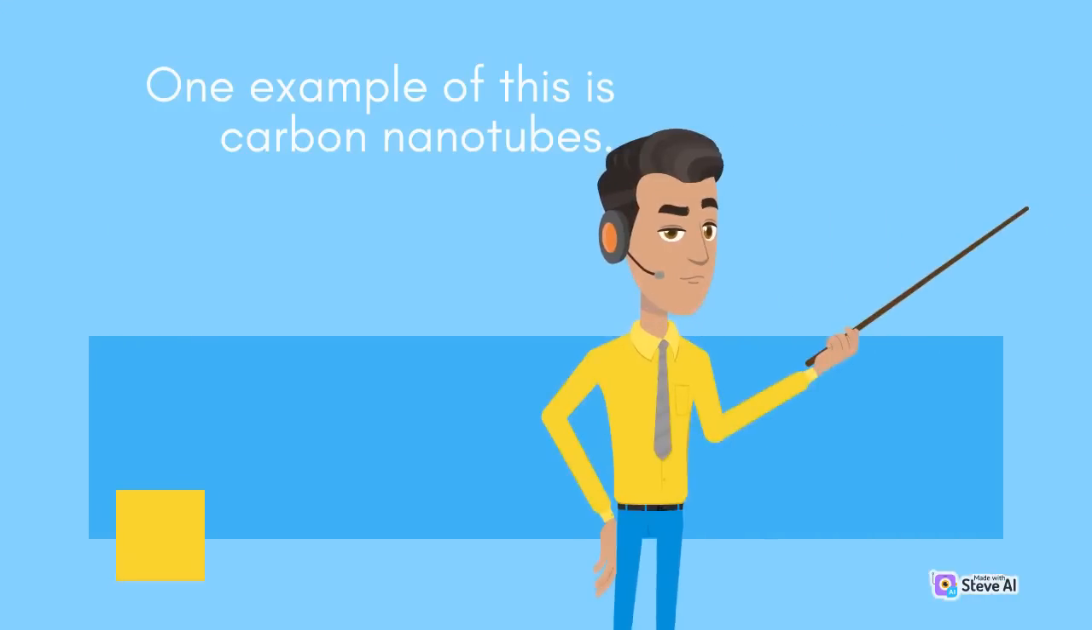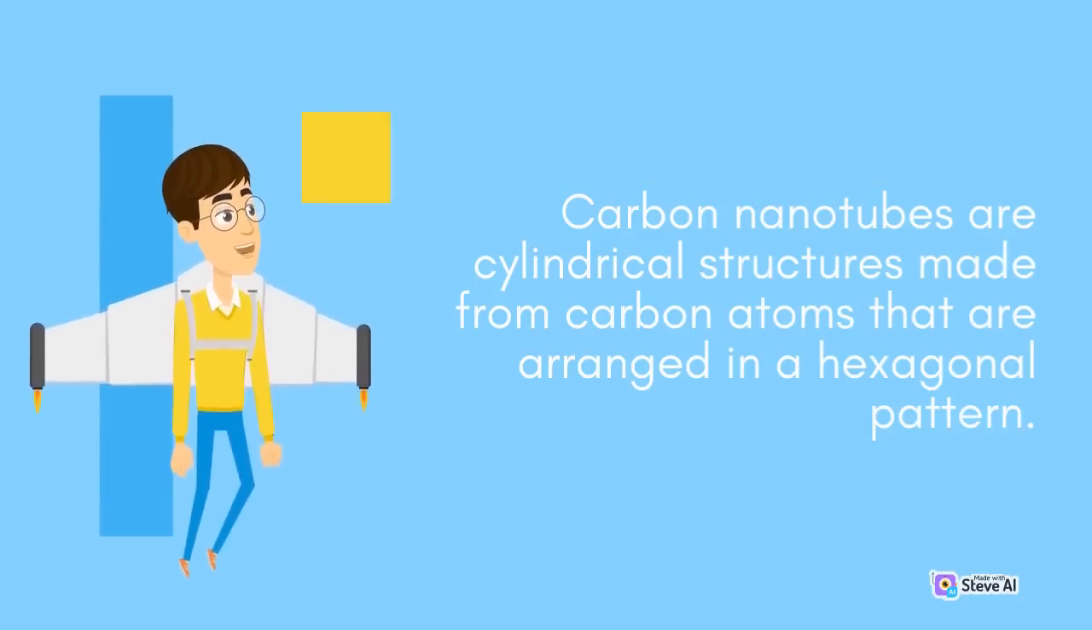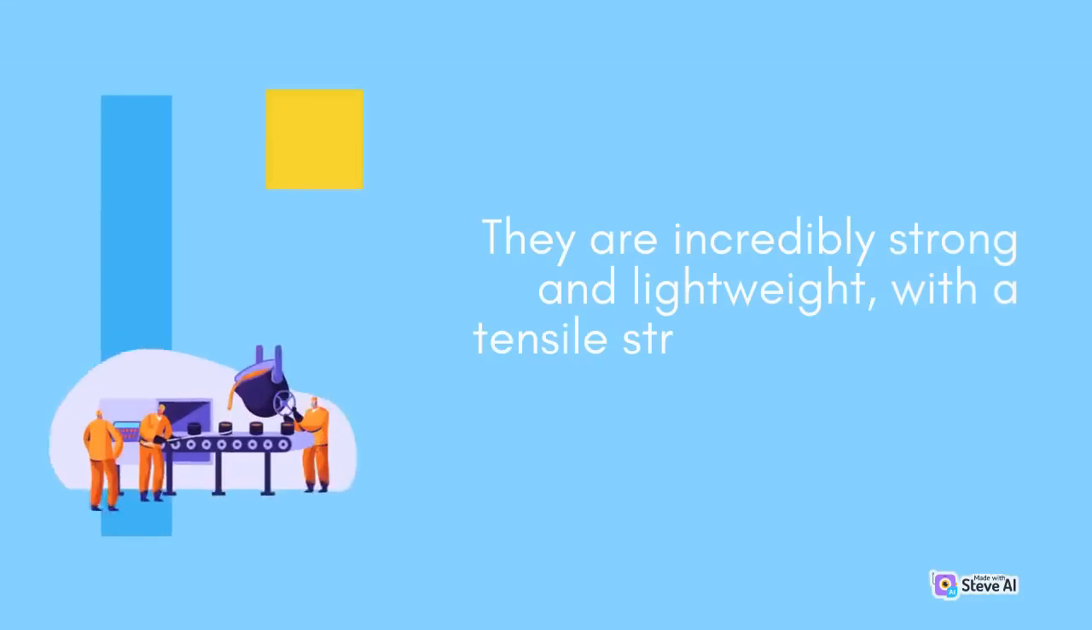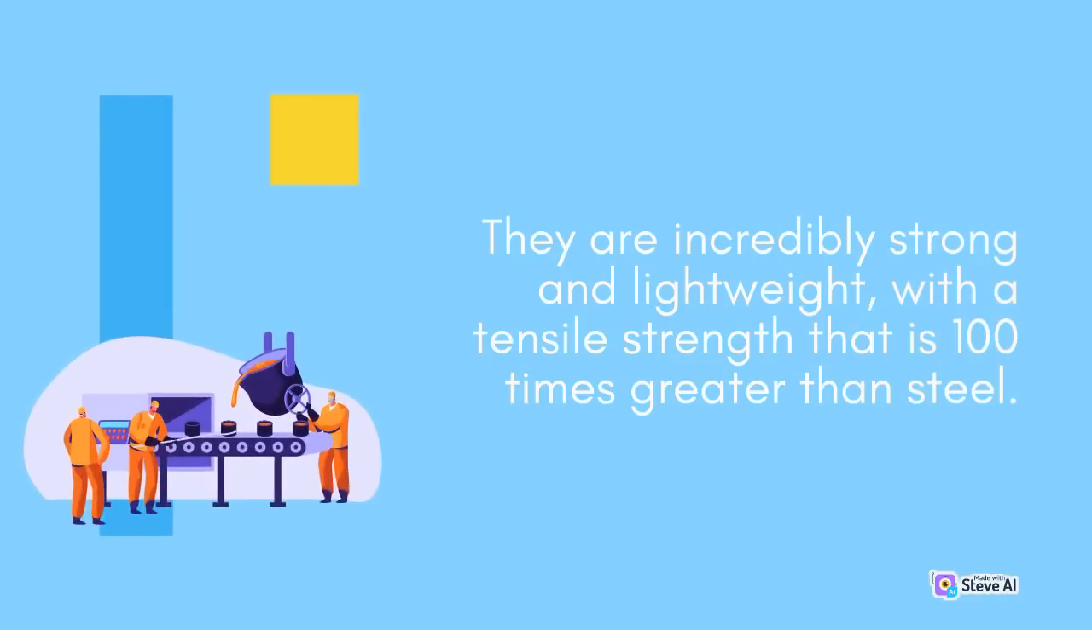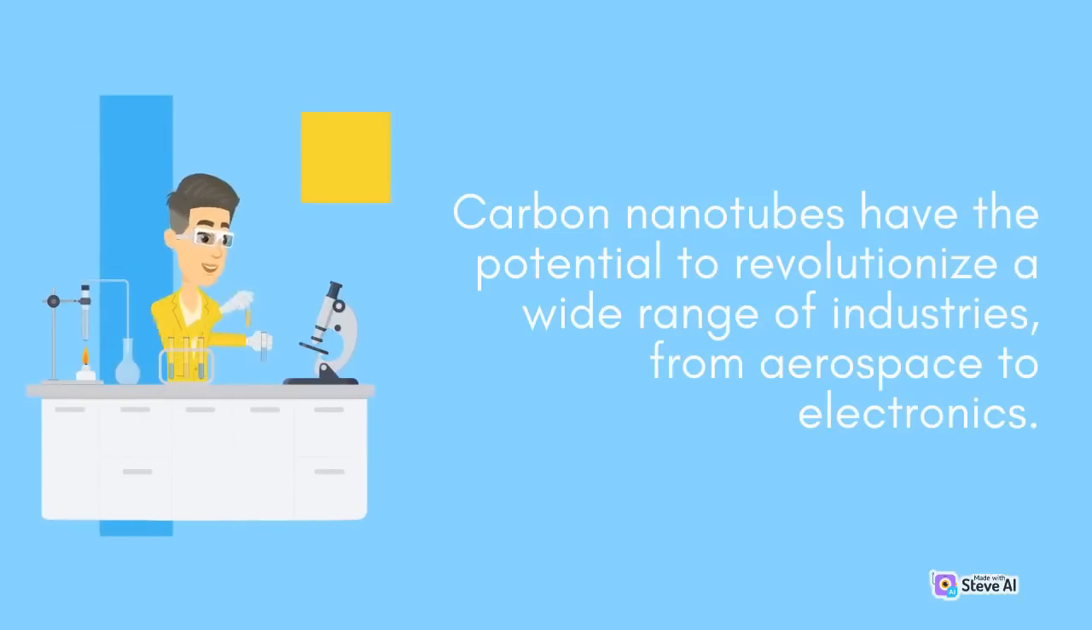One example of this is carbon nanotubes. Carbon nanotubes are cylindrical structures made from carbon atoms that are arranged in a hexagonal pattern. They are incredibly strong and lightweight, with a tensile strength that is 100 times greater than steel. Carbon nanotubes have the potential to revolutionize a wide range of industries, from aerospace to electronics.